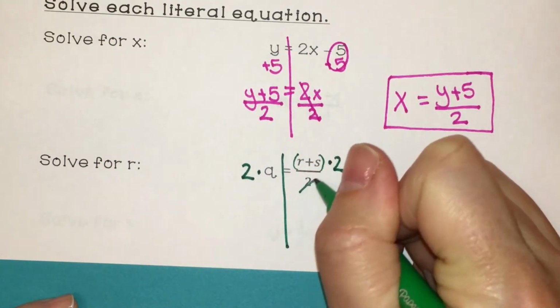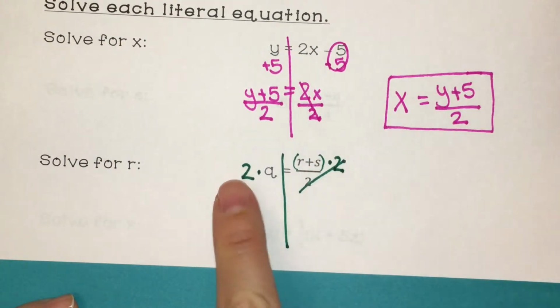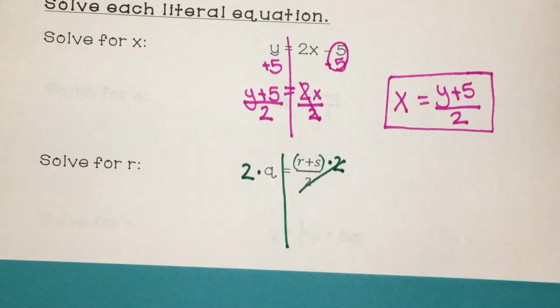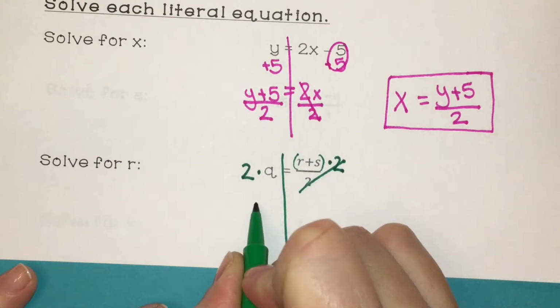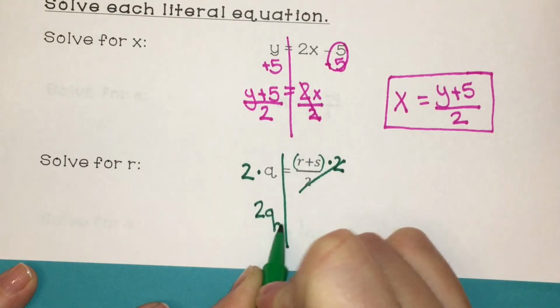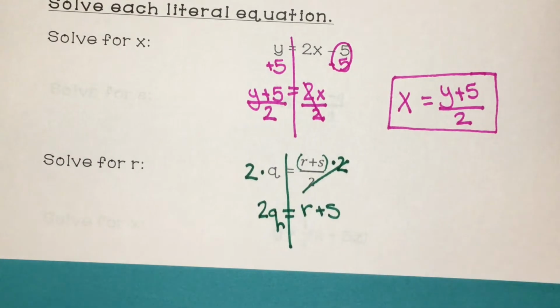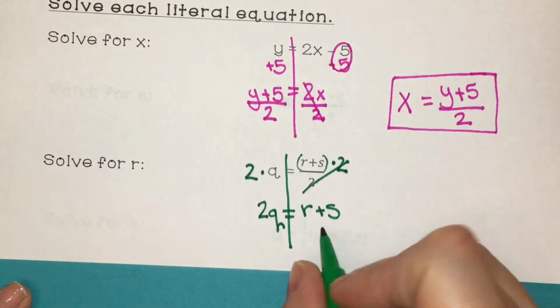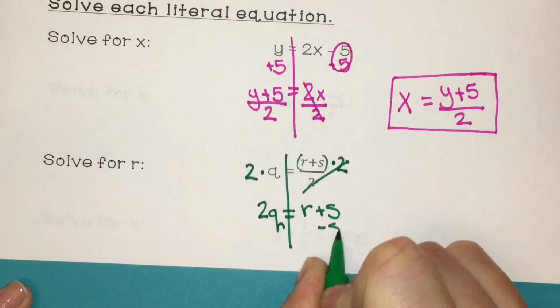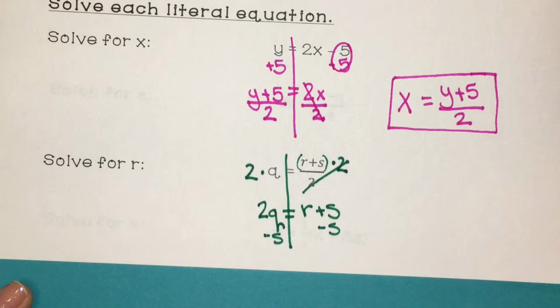So we have 2 divided by 2 is 1. Over here, 2 times q. Remember, when you're multiplying a number times a variable, you're just going to put the number in front of the variable. So it's going to be written as 2q equals r plus s. Okay? And to get r by itself, we have s added on, so we're going to do the opposite, which is minus s to both sides.